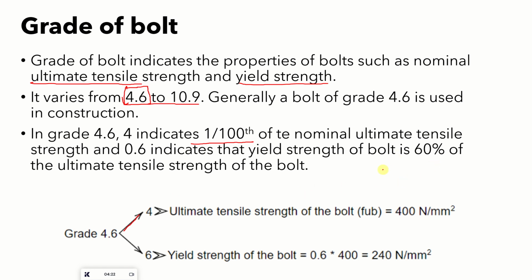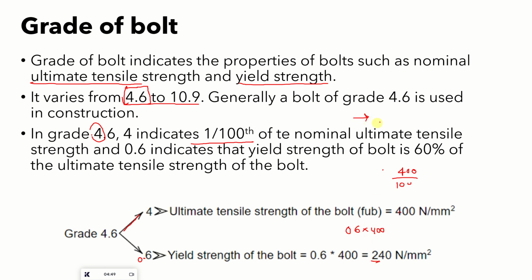So that means 400 by 100, that is 4. In this 4.6, 4 indicates 400 Newton per mm square. 0.6 indicates the yield strength of the bolt, which is 60% of the ultimate tensile strength of the bolt. So you just multiply the ultimate tensile strength 400 by 0.6, and you will get 240.